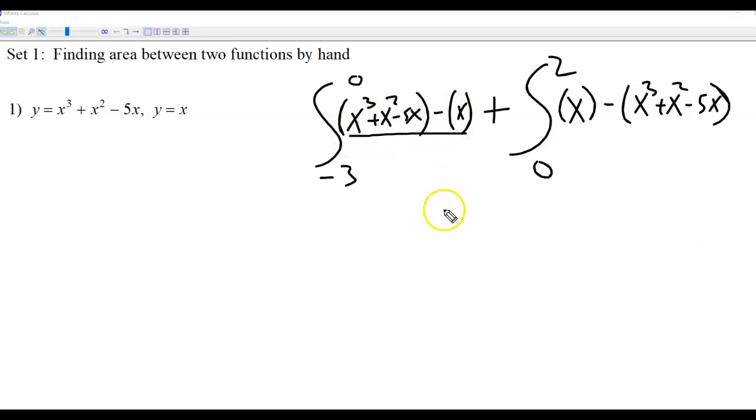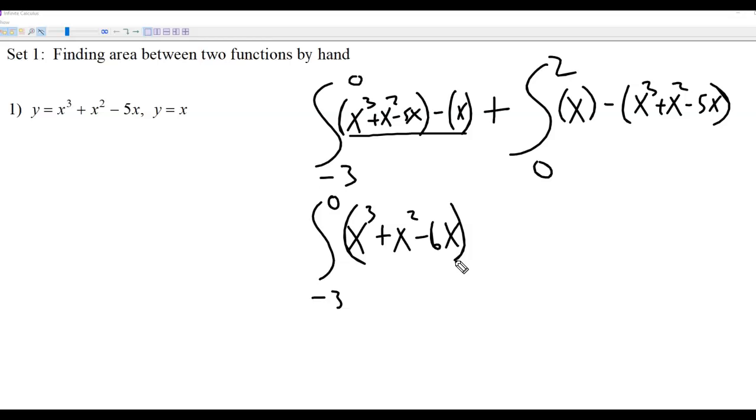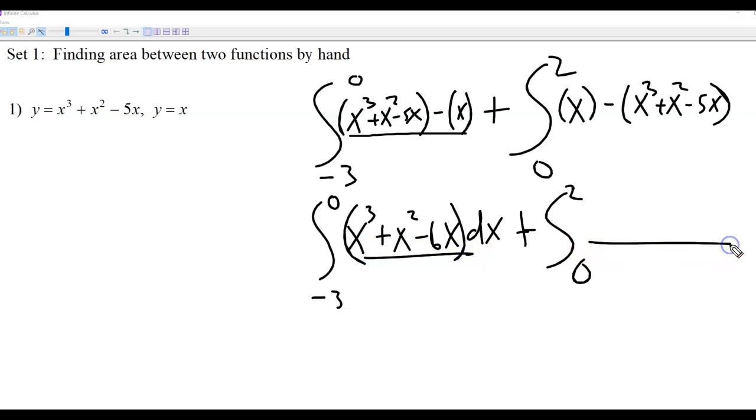So I'm going to do this minus x here. Negative 5x take away x is going to be negative 6x. I didn't have my dx up there, I just didn't have space, but I'll put it in there now. And this other one, this will always be true: whatever you have here, the next one will be exactly the same, it's just all the signs will be opposite. So this one's going to be negative x cubed, negative x squared, and plus 6x. That will always be the case.